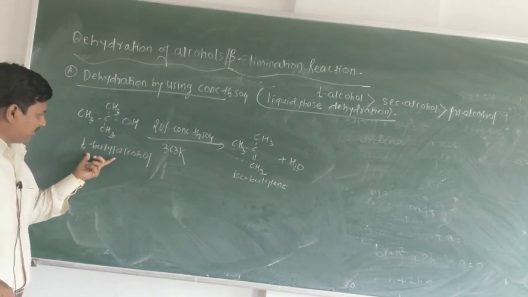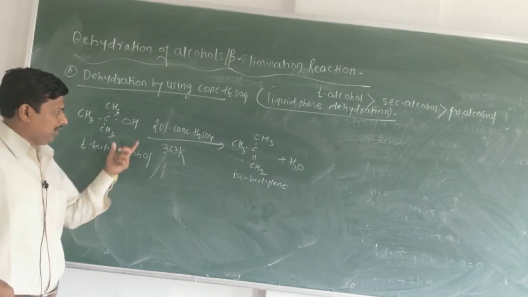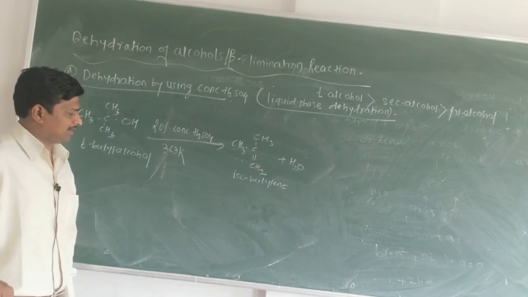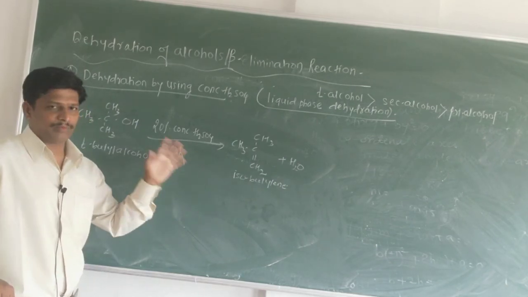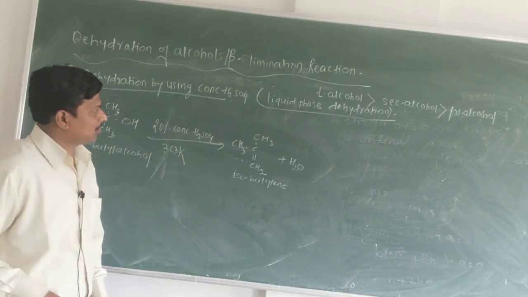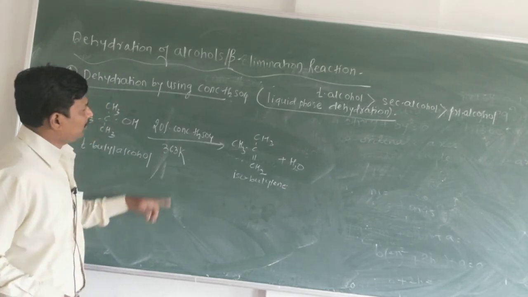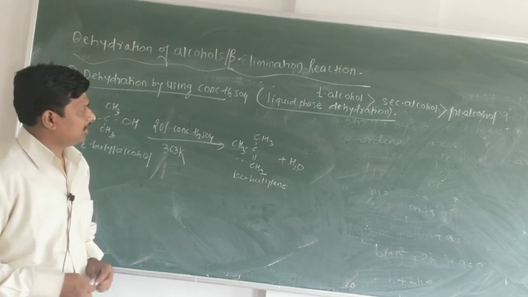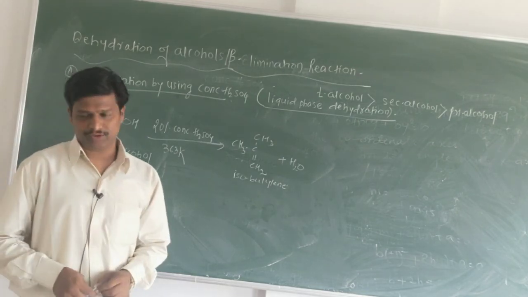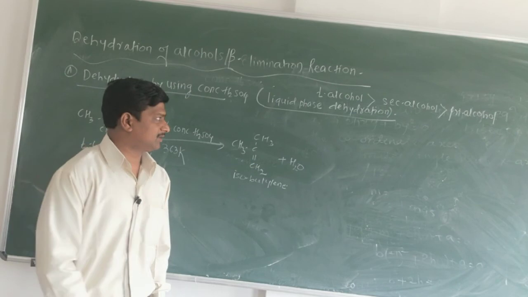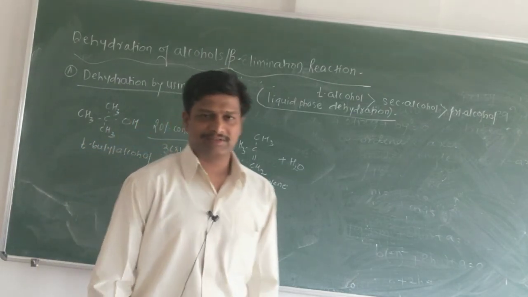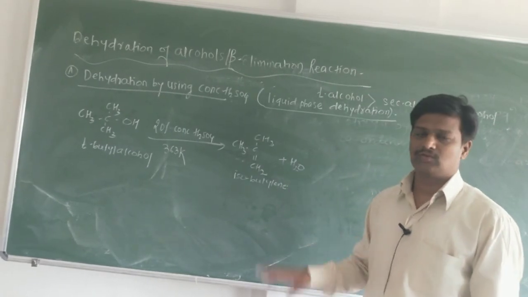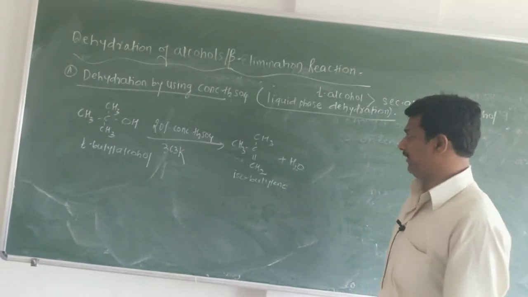The reaction is like this: when tertiary butyl alcohol reacts with 20% concentrated H2SO4 at 363 Kelvin temperature, it forms isobutylene. Okay, so in this way we have discussed the dehydration of alcohols by using concentrated H2SO4, and in this reaction the alcohols are in the liquid state, therefore the dehydration is known as liquid phase dehydration.